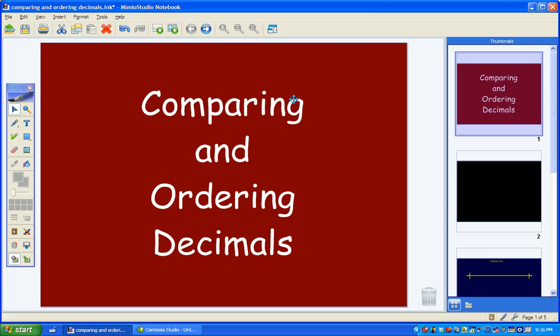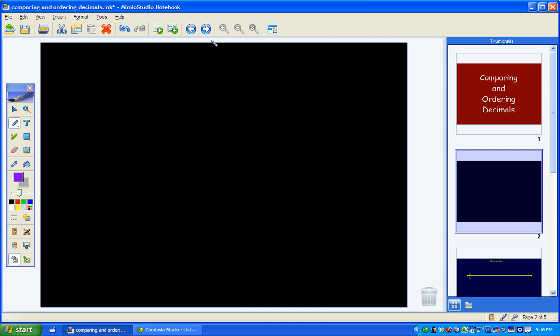We're going to be looking at how to compare and order decimals. It is the same steps that you will follow with decimals that you followed with whole numbers, except for now we have to look at the tenths, hundredths, and thousandths place. So let's take some notes on the teacher side. These are the steps for comparing decimals, just to look at greater than, less than, or equal.